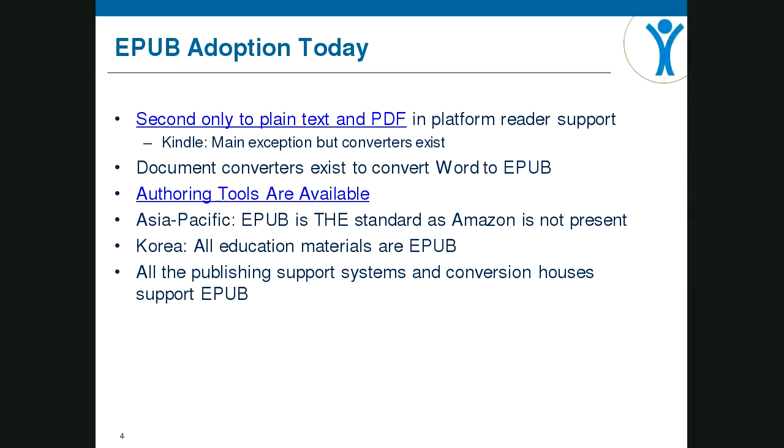It is international in its scope, and EPUB is really the only option in the Asia Pacific region. Korea has adopted EPUB, and all educational materials in the country are required to be available in EPUB. The presentation of double byte characters, right to left reading, and reverse page orders going from the back to the front, for example, are all supported in the EPUB standard. So Asia Pacific is clearly in EPUB.